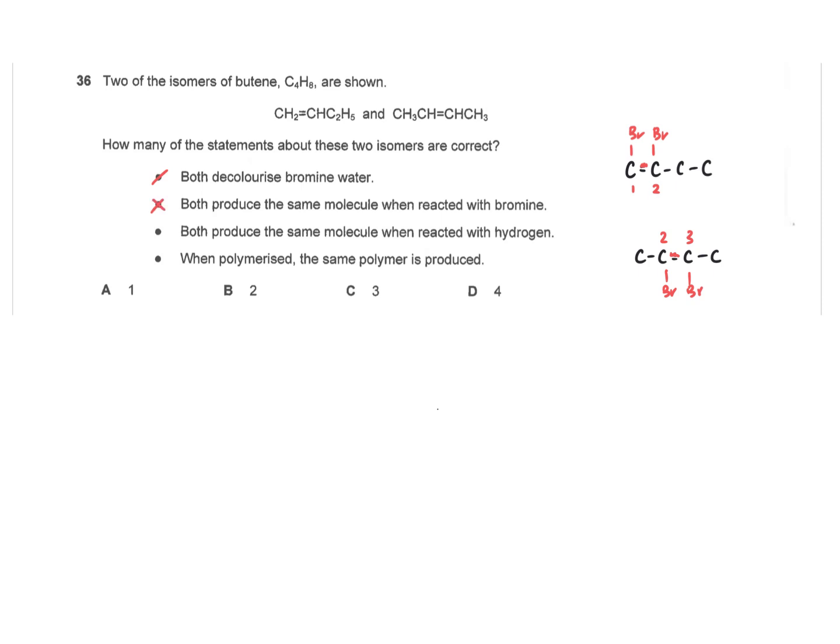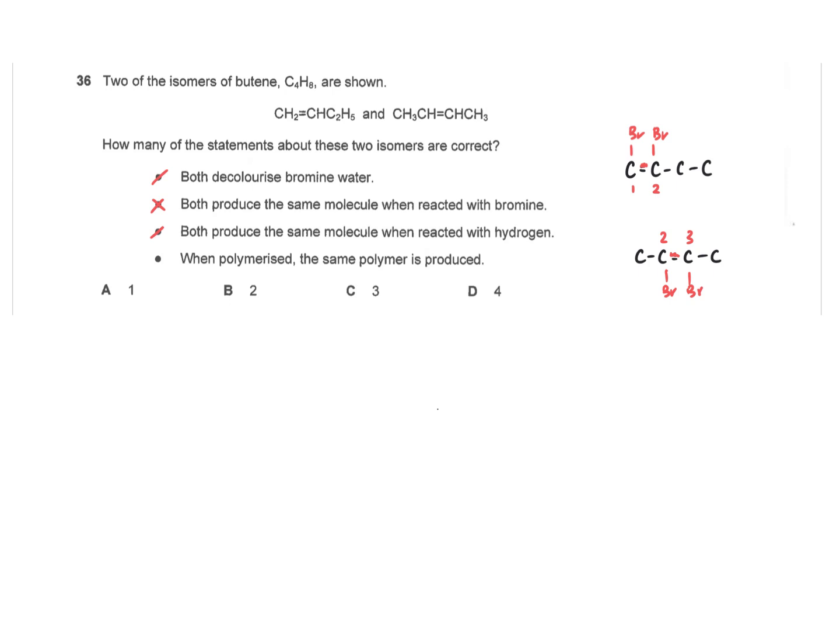However, when you add hydrogen, remember all your other carbon atoms are also bonded to hydrogen. So no matter where the carbon-carbon double bond is, if you add hydrogen to it, it will form the alkane. So both will end up with butane and they are the same molecule. When polymerized, the same polymer is produced.